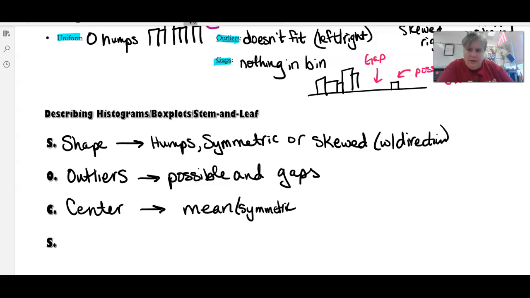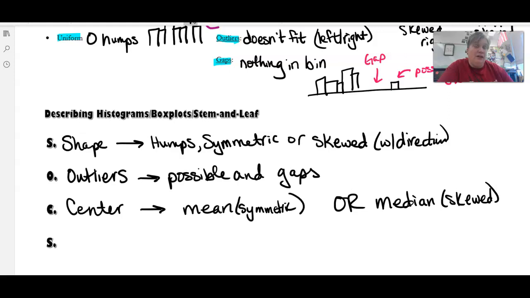Sorry about that. So you'll do the mean if it's symmetric or the median if it's skewed. So you have to look at it and recognize, okay, if it's symmetric, I'm going to say something about the mean. If it's skewed, I'm going to say something about the median.